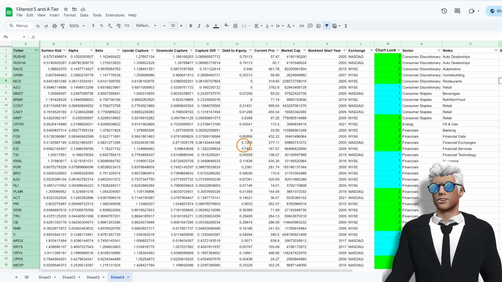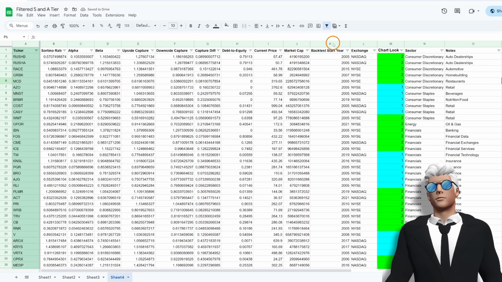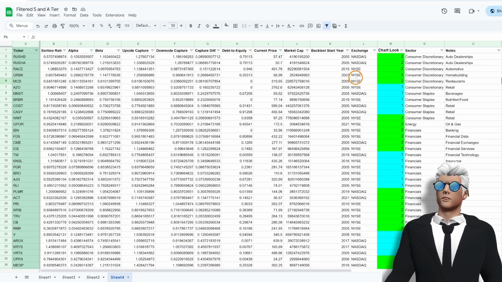Current price, just your current standard price that it closed at the last day. And market cap, backtest start year. Exchange, I only have NASDAQ and New York Stock Exchange. I figured that was a good chunk to work with. And then this is my chart look.